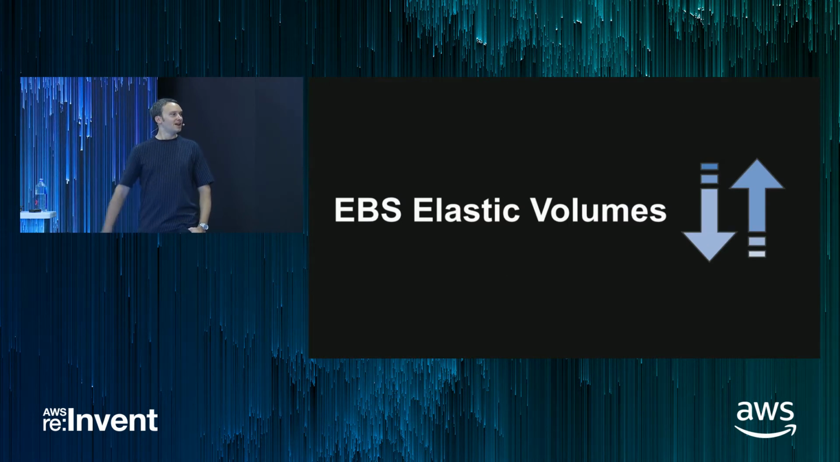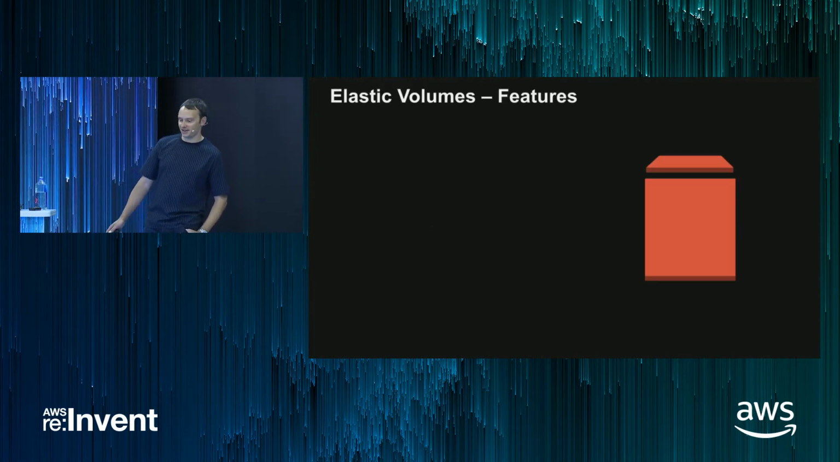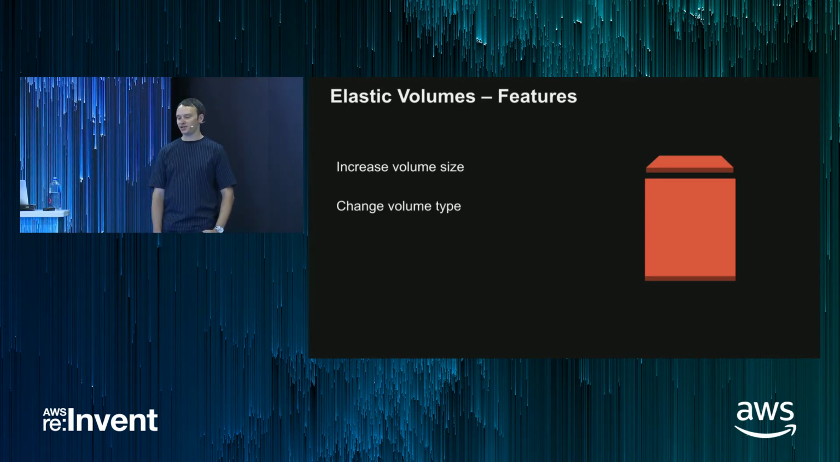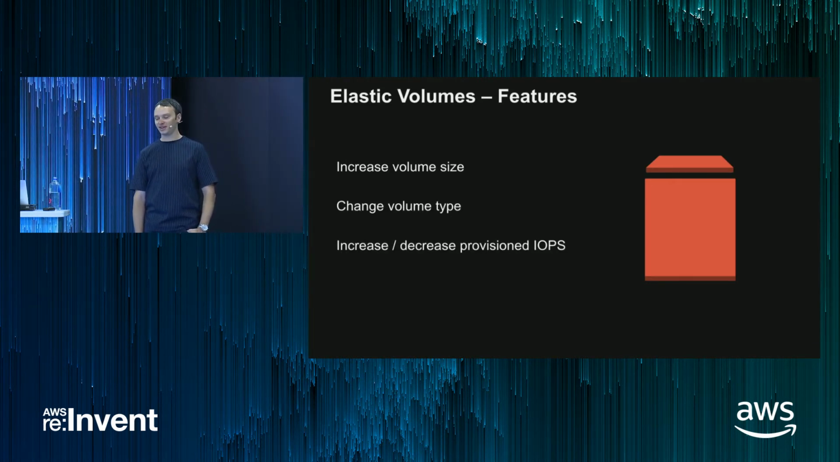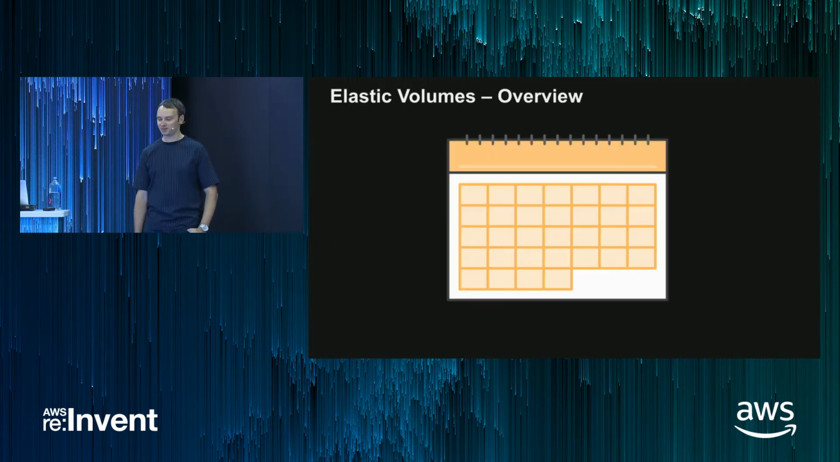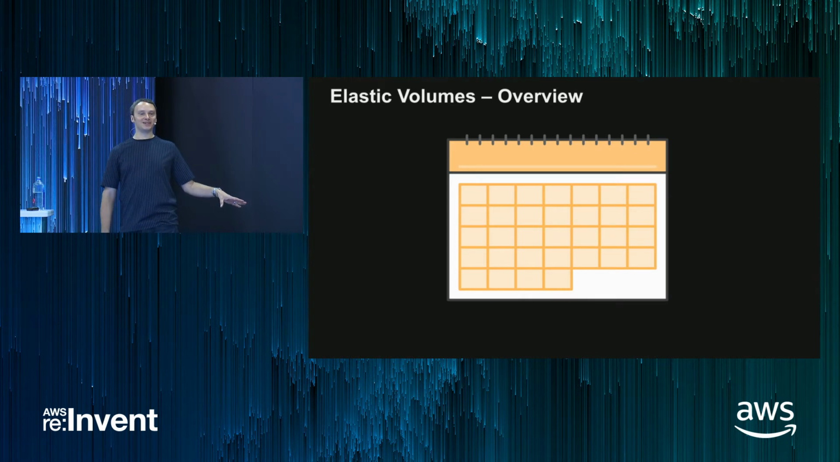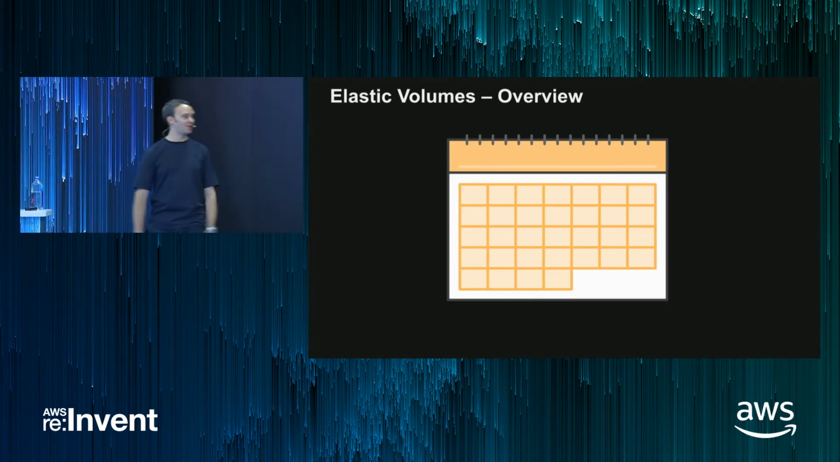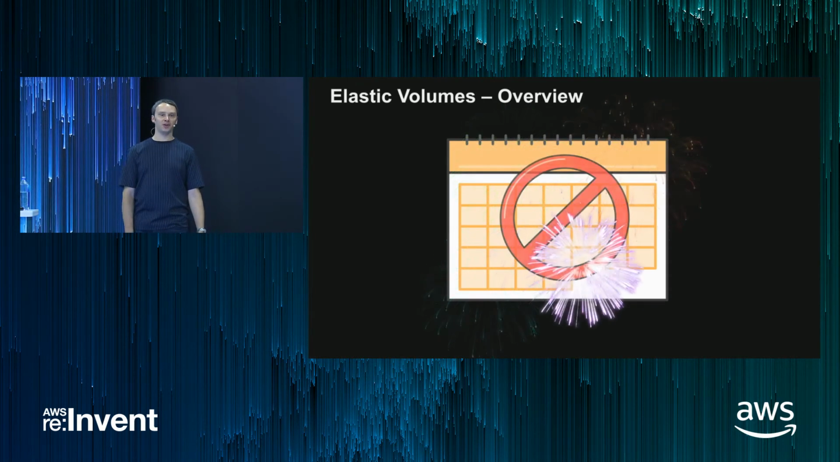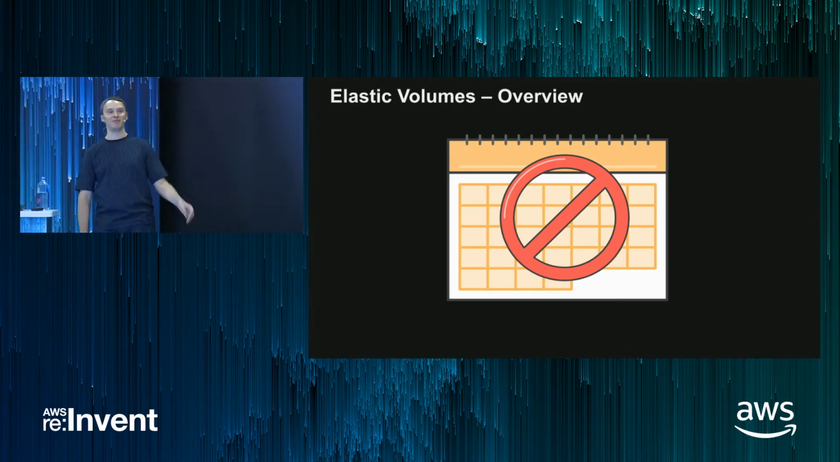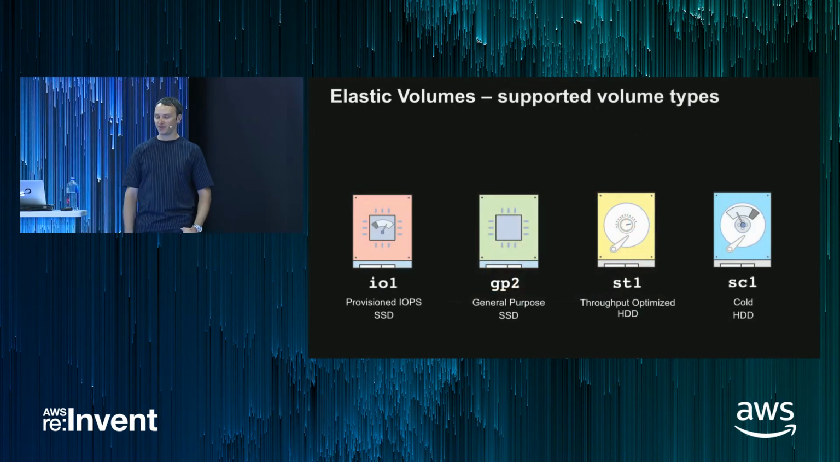So enter Elastic Volumes. This is a new feature as of this year, and this is pretty awesome. You can increase the volume size. You can change the volume type, and you can increase or decrease the provisioned IOPS. And one of my favorite things, having a little kid at home, is I don't have to schedule downtime anymore. I can be home with my family, be home with my daughter, and not have to worry about, I have to go work tonight and take the application down and change disk and all this. That does not happen anymore. You can do this live in production.